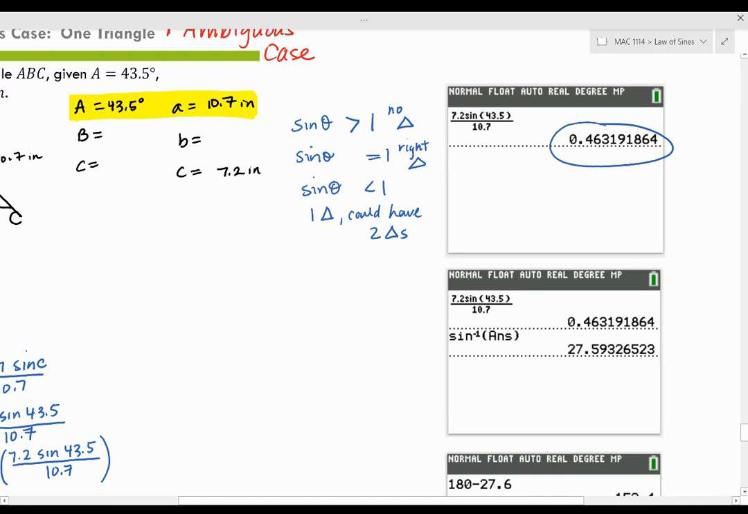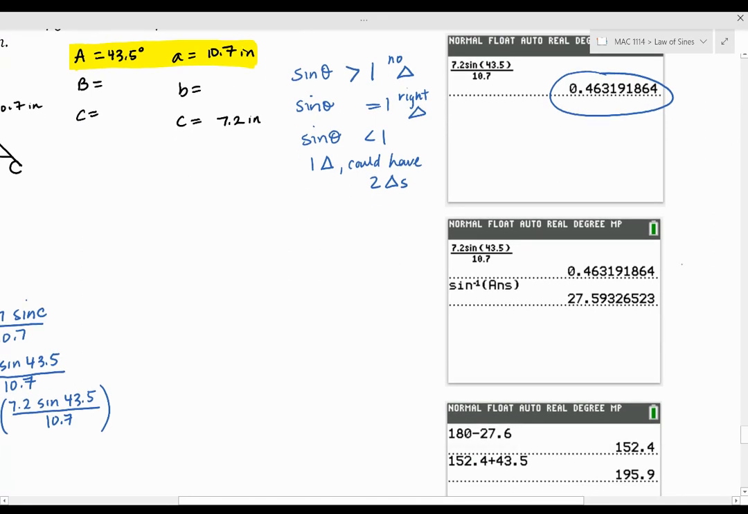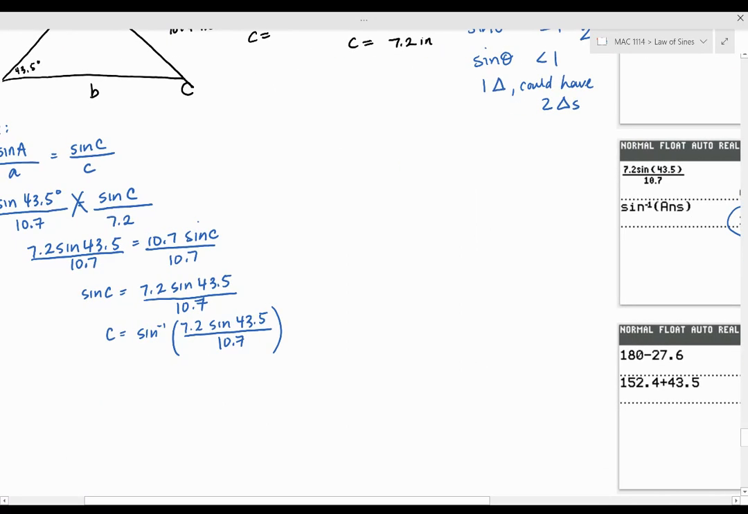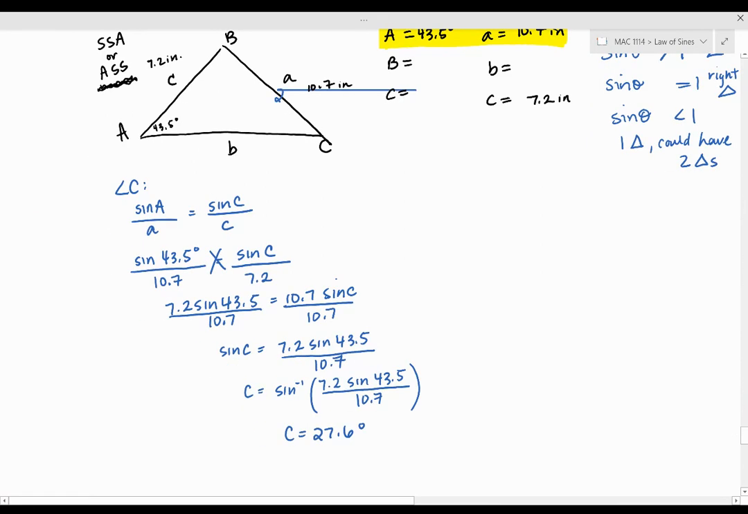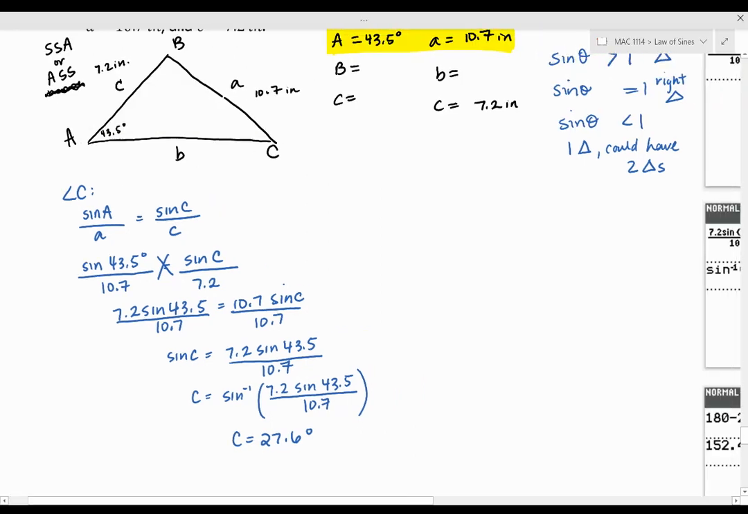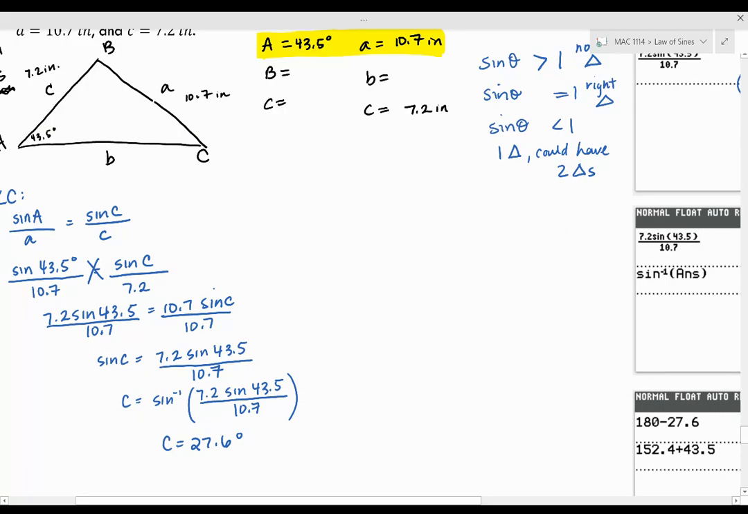Since we have one, I can go ahead and do the inverse of that value. I just recalled that value on my calculator and found how big my angle is. It's 27.6, and I'm going to round. So when I do the inverse, C equals 27.6 degrees. I can go ahead and put that up here. 27.6.